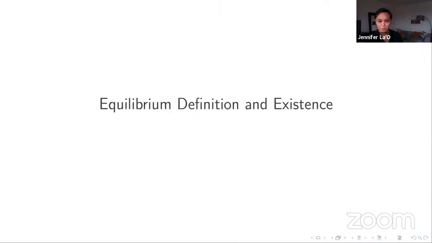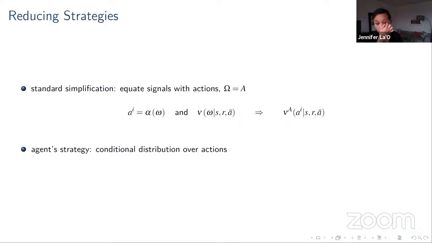Okay, so let me just quickly define the equilibrium. A standard simplification in rational inattention is to equate signals with actions. So we do that here. Instead of picking both a strategy for actions as well as a strategy for signal structures, this conditional distribution over signals, you can reduce that so that you're simply choosing a conditional distribution over actions. Okay, so the agent strategy will be this conditional distribution over actions.